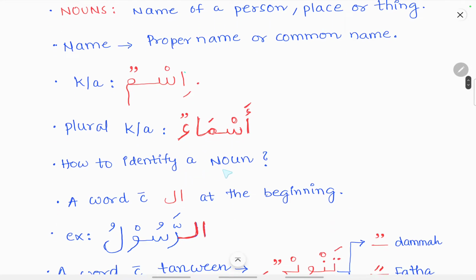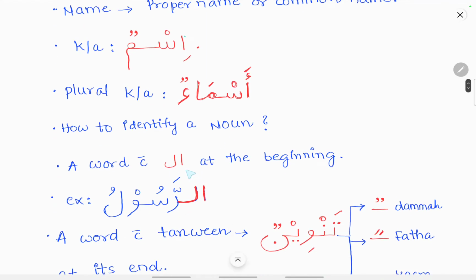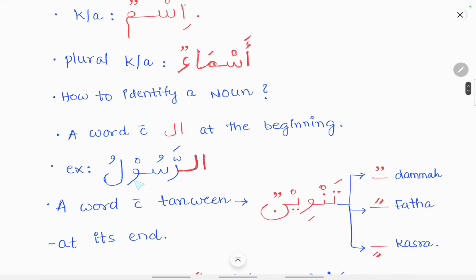Then how to identify a noun? A word with an alif lam at the beginning is a noun. For example, ar-rasulu. So in this ar-rasulu, alif lam can be seen at the beginning. So this is a noun.